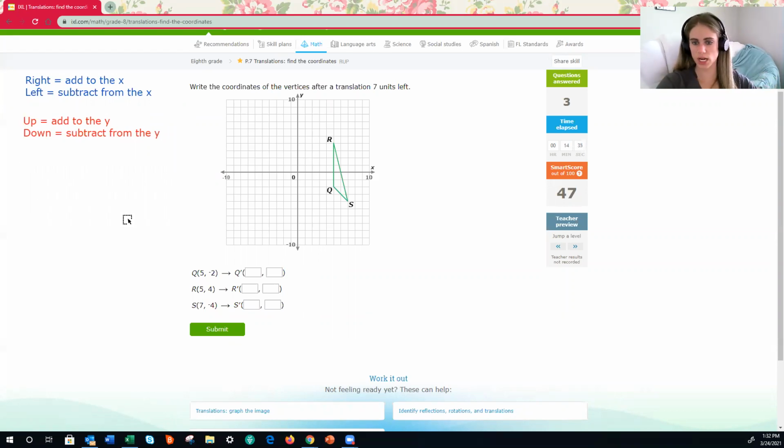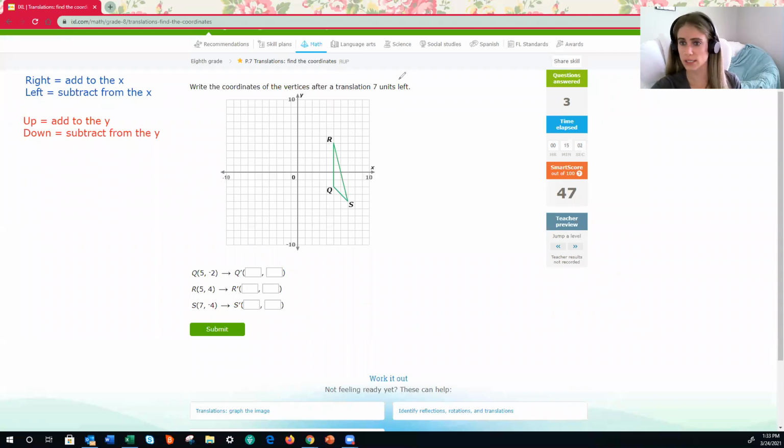So there's a little cheat sheet. If you're looking at what the wording means, if you're moving to the right or left, that affects your X. So if you're going to the right, you're going to add to your X value. To the left, subtract from your X value. Then up and down follows your Y axis. If you go up, that's a positive direction, so you're adding to your Y value. If you go down, that's negative, you're subtracting from your Y. So hopefully that'll help you guys.